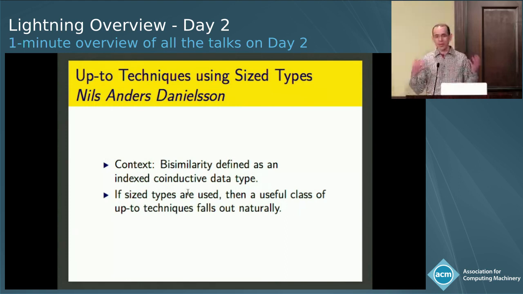Bisimilarity is the term that stands for a certain kind of equivalence between, for instance, processes. And up-to techniques are used to make it easier to prove that two things are bisimilar. Now, if you define bisimilarity using coinduction and sized types, then it turns out that the class of up-to techniques falls out naturally. And in my presentation later today, I'm going to try to explain what I mean by that.